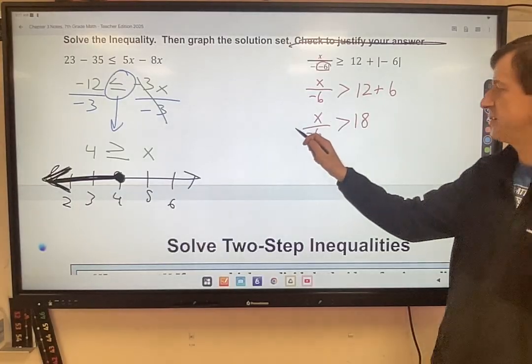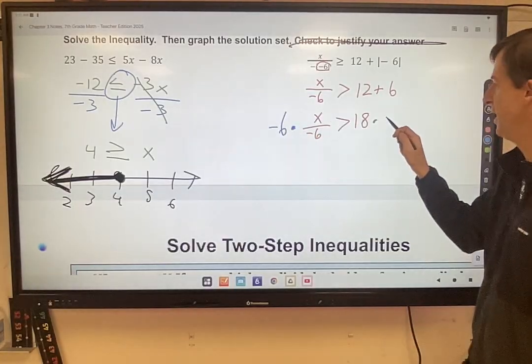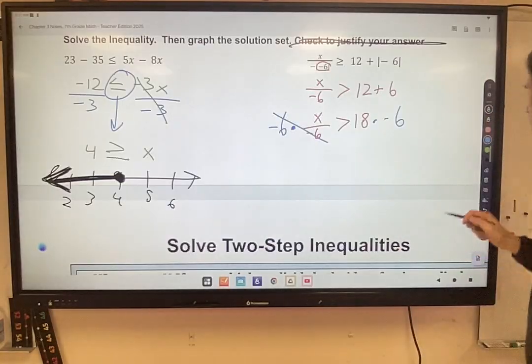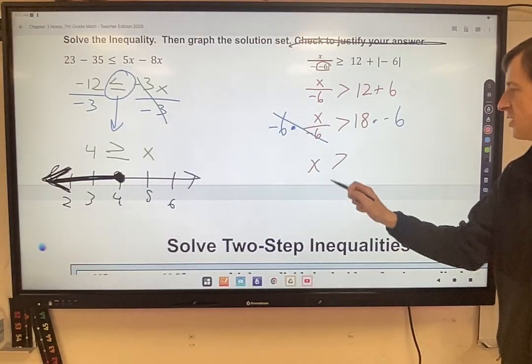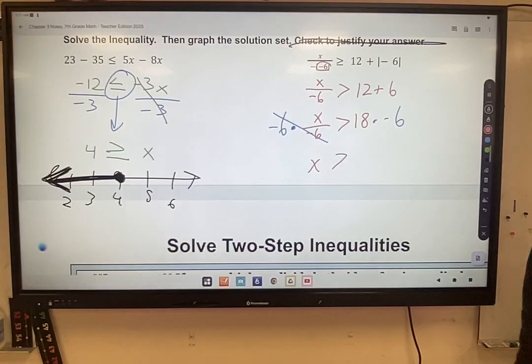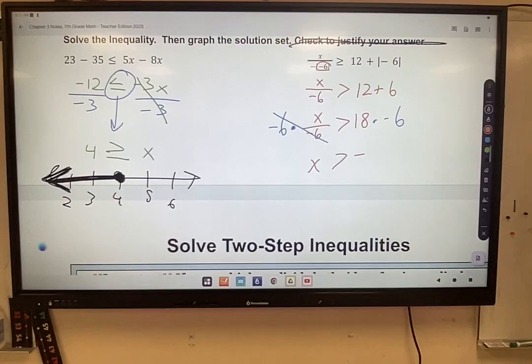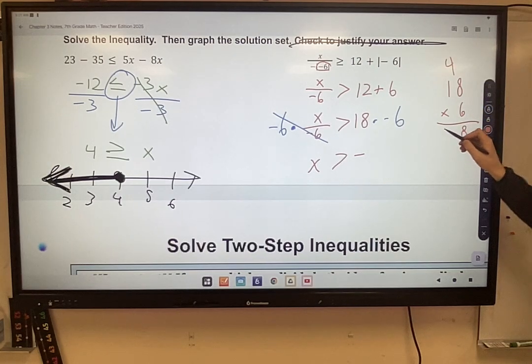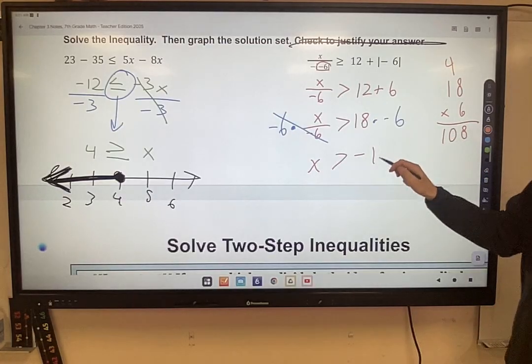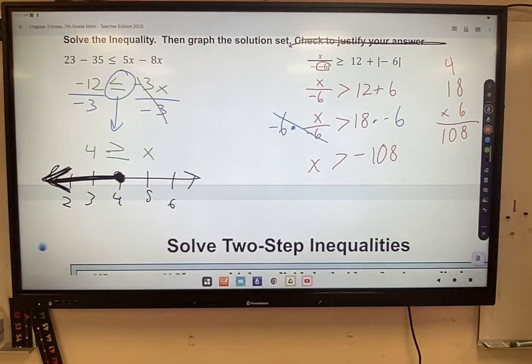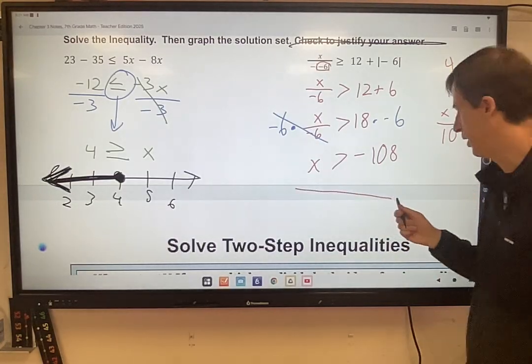What's the opposite of divided by negative 6? We're going to multiply both sides times negative 6. And these 6's are going to cancel each other out. And we're left with x is greater than 18 times negative 6. That's an ugly number. Positive times negative is going to be a negative. And 18 times 6, I've got to do that one off to the side. I can't do that in my head. 8 times 6 is 48. Carry the 4. 6 times 1 is 6, plus 4 is 10, so I get 108, and positive times negative is a negative, so x is greater than negative 108.